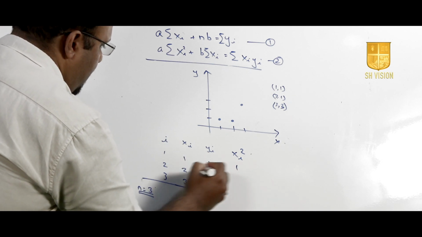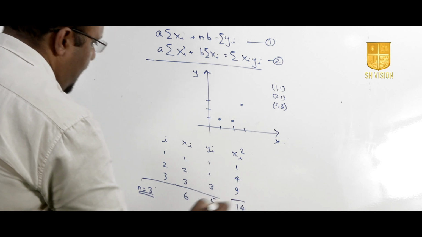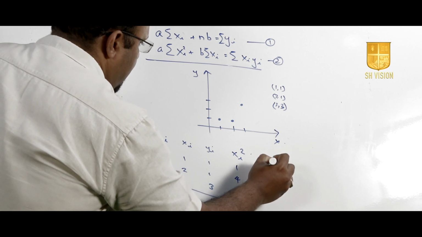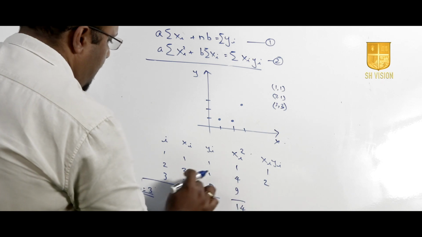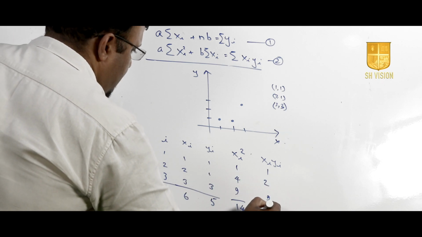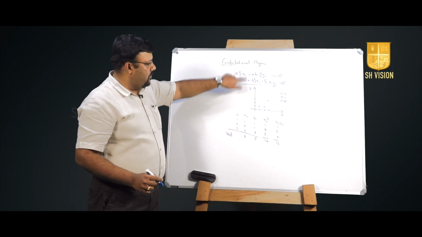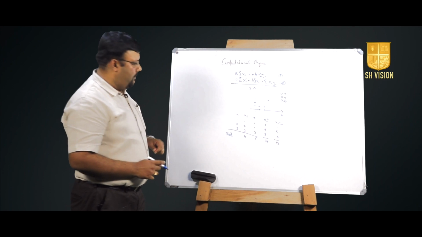So, that is 1, 2 square is 4, 3 square is 9, which is 14. You should also know what is x_i y_i. So, you should try to see what is x_i y_i. 1 into 1 is 1, 2 into 1 is 2, and 3 into 3 is 9. So, you get 12. Using this information you substitute all these values in equations 1 and 2 and try to solve for the values of a and b.